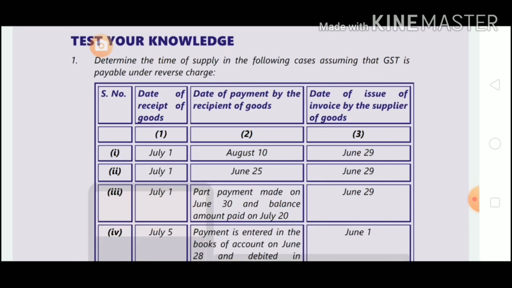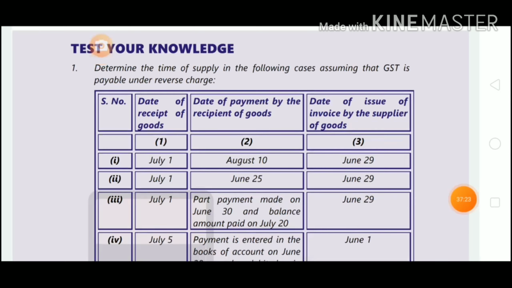So what is given here? Date of receipt July 1, date of payment August 10, and date of issue of invoice June 29. So we have to take earlier of receipt of goods, payment August 10, and 31st day from invoice. We don't have to take date of issue of invoice. So 31st day from June 29, calculate it. So in this case, 31st day from supplier's invoice is June 30th. So we'll take earlier of 1st July, 10th August and 30th June. Earlier one is of course 30th June.